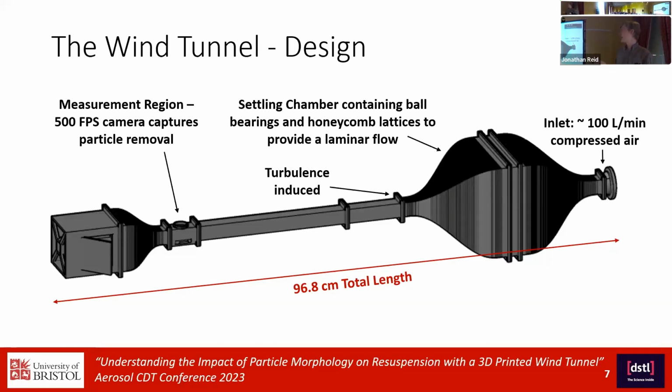So we have air coming in at 100 liters per minute through a mass flow controller. It then goes through the settling chamber, and what that does is it laminarizes the flow with ball bearings and honeycomb lattices, and then you immediately induce turbulence again. The reason for doing that is so that you can control the turbulence that you're getting. You're not just getting something different every time.